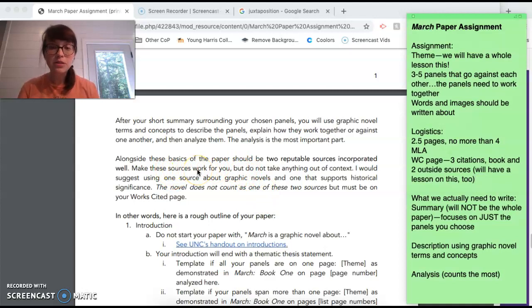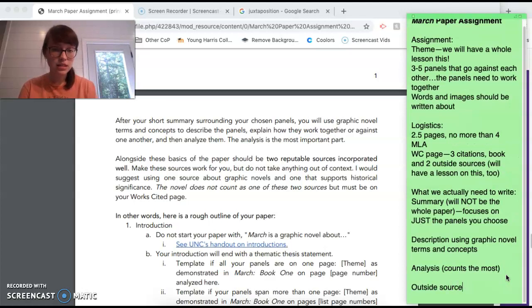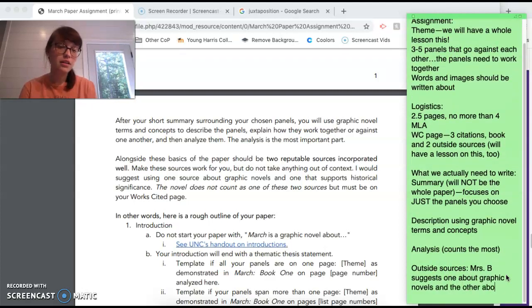Make sure these sources work for you, but don't take anything out of context. That will be part of a lesson later on. Suggest one source about graphic novels and one that supports historical significance. So let's go ahead and make a note. Outside sources: Ms. Burcham suggests one about graphic novels and the other about historical context. The novel does not count as one of these two sources, but must be on your works cited page. So again, we have it up here: 3 citations, the book and 2 outside sources.